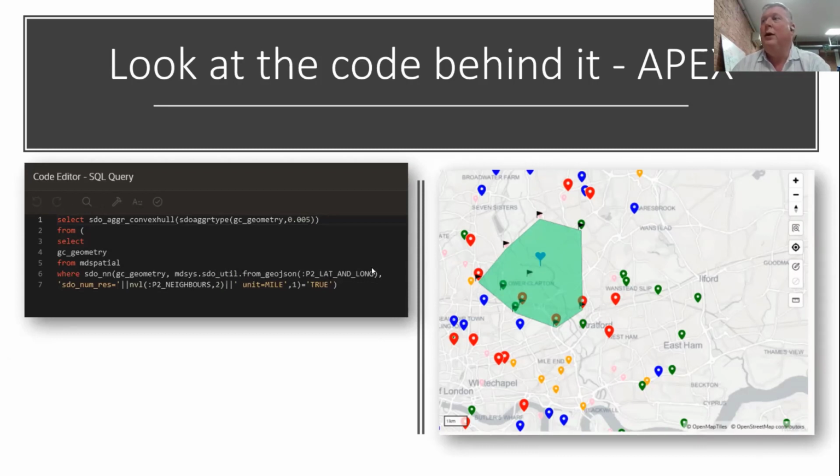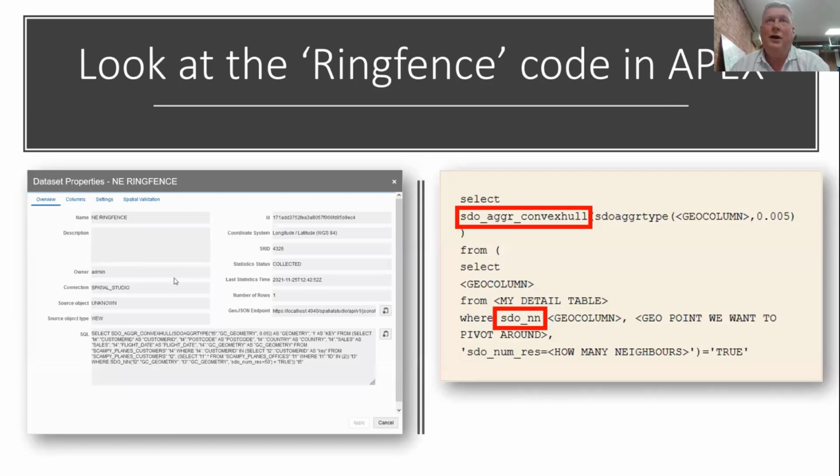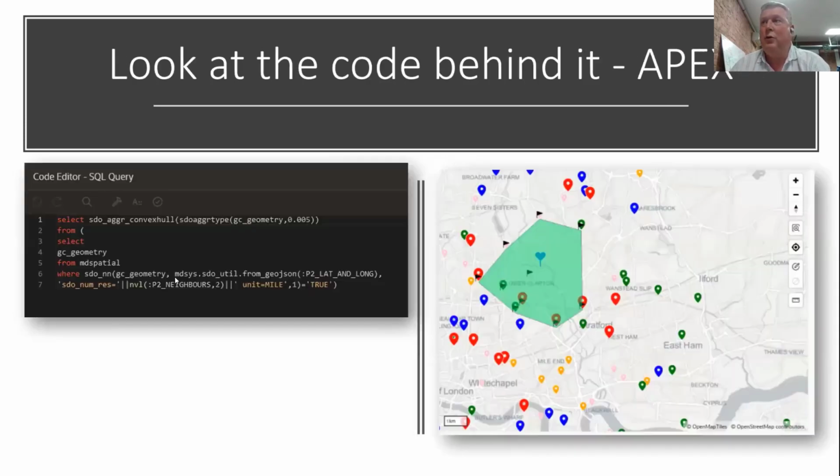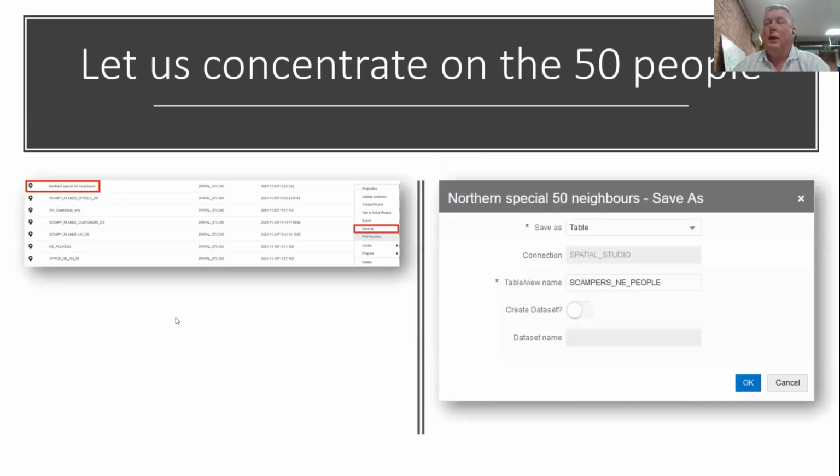If I drop my pin, it works out what the nearest 10 neighbors are, flags them, and then draws that convex hull around them. That is the only code I'm using. But the place I got that code was the template that I got from Spatial Studio. So we'll have a look at that, hopefully, if we've got a minute.